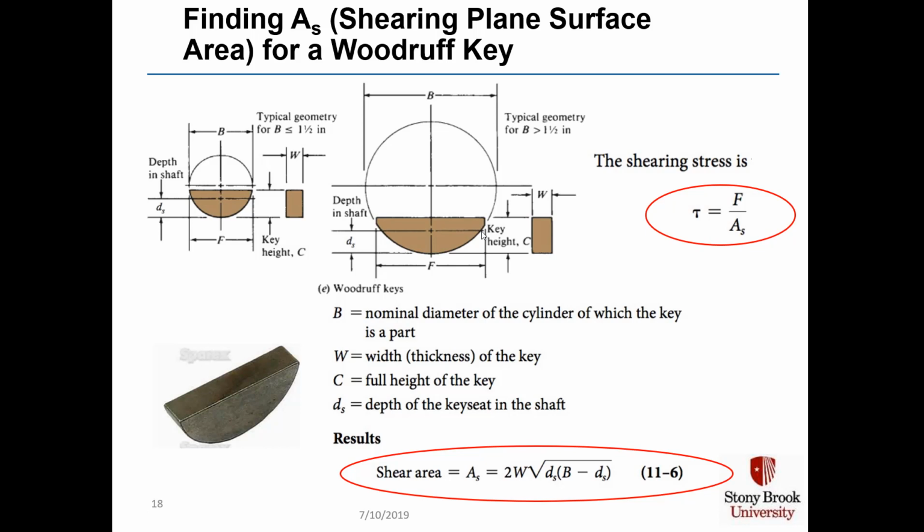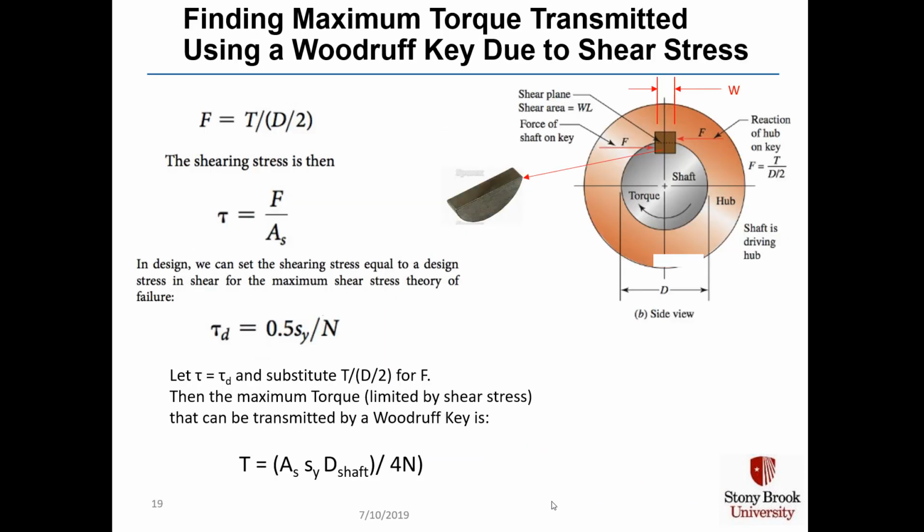So the shear area is equal to 2 times the width times the square root of D sub s times capital B minus D sub s. And we can find the maximum torque transmitted using a Woodruff key due to the shear stress.